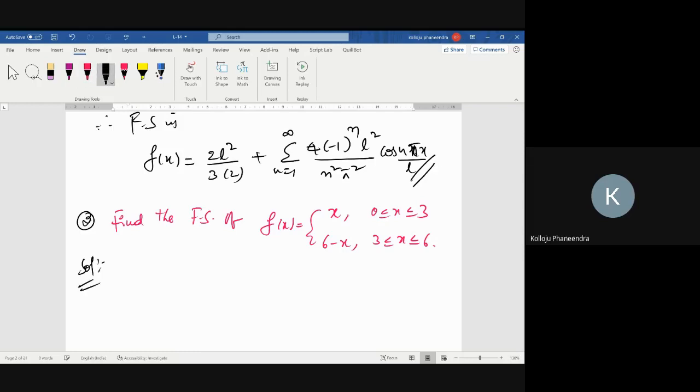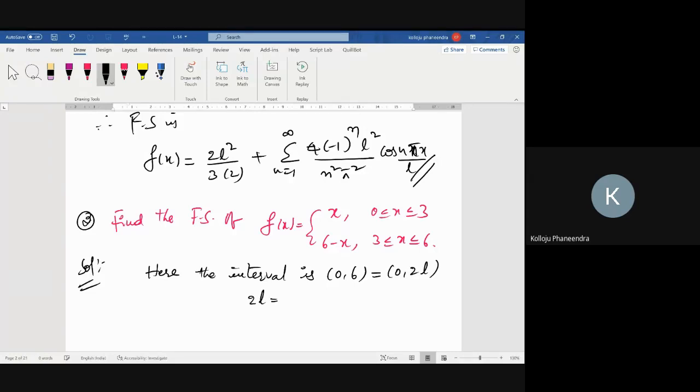Solution. Now, what is the interval here? The complete interval here is 0 to 6. Now, this is not in terms of pi, so I have to compare this interval with 0 to 2L.